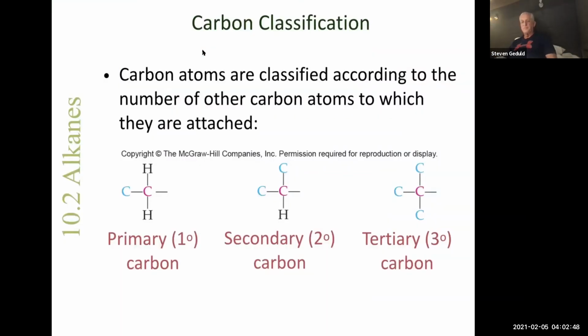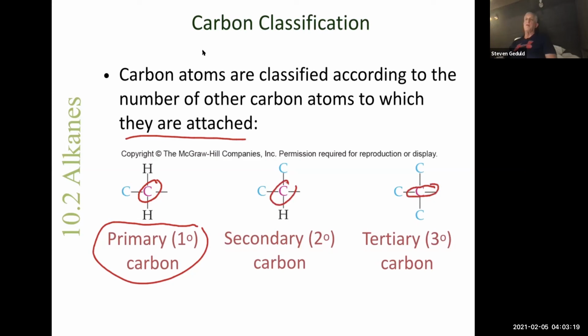So carbon classifications. When carbon bonds in straight lines or branches, it has different properties. Carbon atoms are classified according to the number of carbon atoms to which they're attached. A primary carbon, that's this one here, has 1 carbon attached to it. A secondary carbon has 2 carbons attached to it. And a tertiary carbon has 3 carbons attached to it. So you've got primary, secondary, and tertiary.